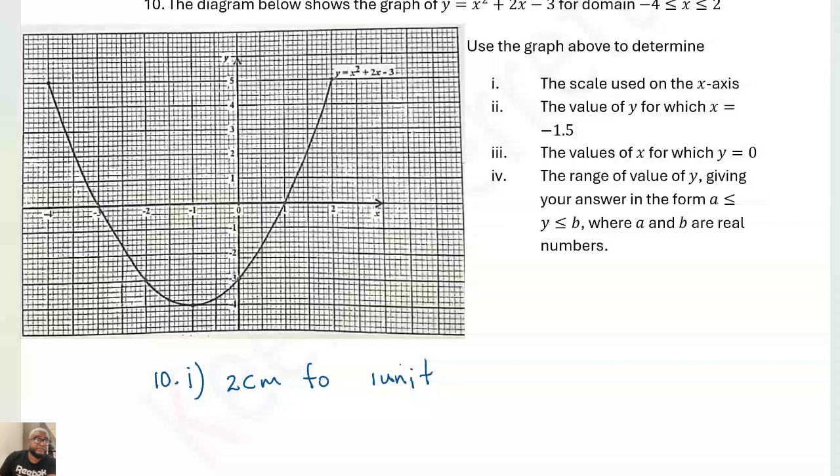1 centimeter to 2 units? No, sister. Where did you get 2 units? Sorry, sir. 1 centimeter to 1 unit, right? Cool. So we go in.